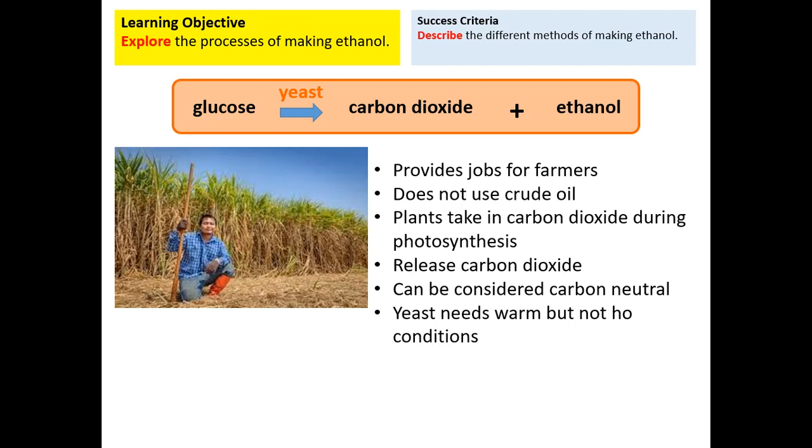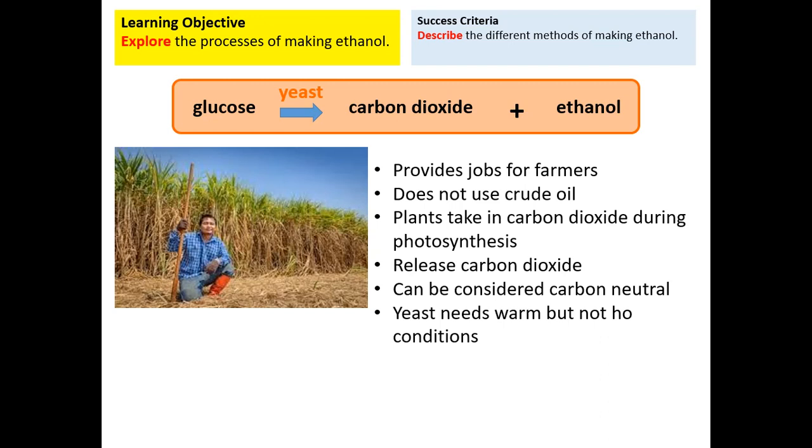So the yeast, it's a biological catalyst, it's an enzyme. It needs very specific conditions, so it needs warmth but not too hot. So you've got to get those conditions just right for the yeast to work anaerobically and work at their optimum temperature. As you know from your study of enzymes, if it's too cold, the yeast will slow down and the process will be really slow.